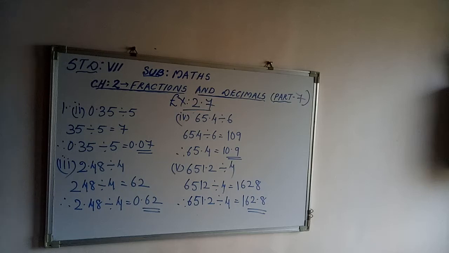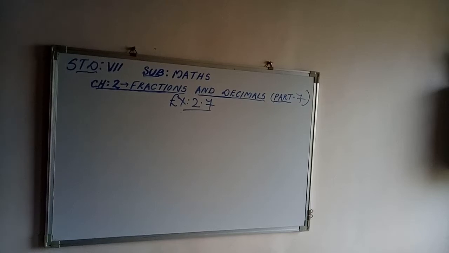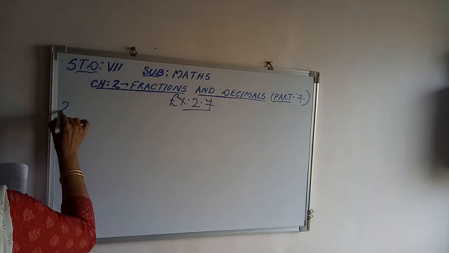Now, out of 8 sums, I solved 5 sums here. Now question 6, 7 and 8 you have to practice in your book. Now we can start with question 2. Question 2, 3 and 4: division by 10, 100 and 1000. Okay. So question 2.